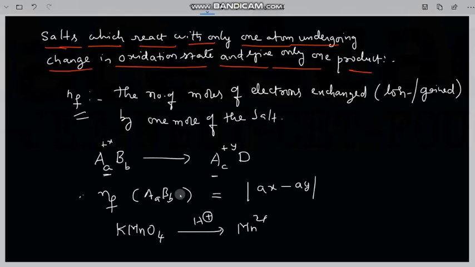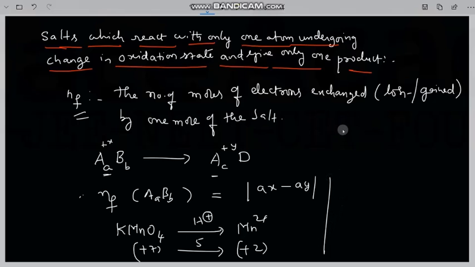So if you want to calculate the n factor for KMnO4 in the given chemical change, the oxidation state of manganese is changing from +7 to +2. Here the oxidation state of manganese in the reactant is +7 and in the product is +2. So what is the change that has taken place? It is very clearly 5.